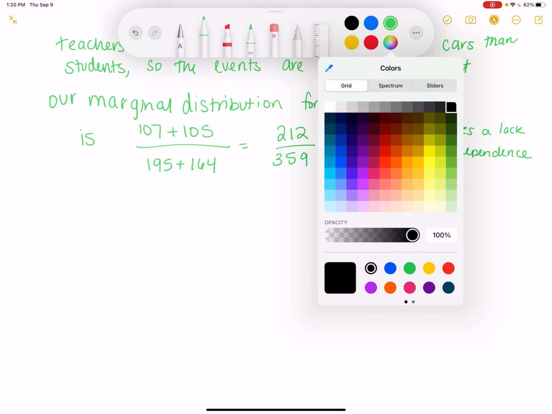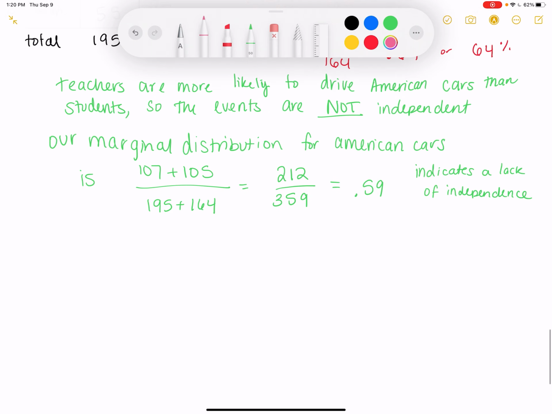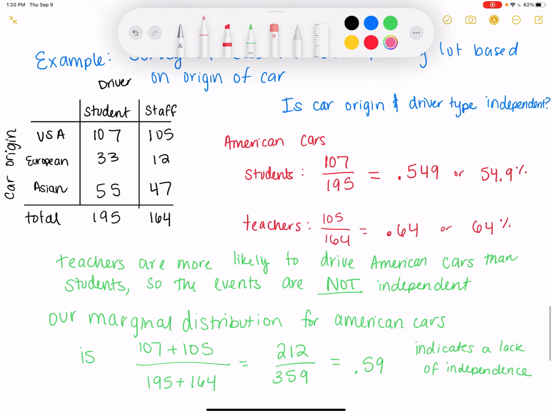Wait, is that the only part we're doing for this example? That's all we're doing for that one. We just wanted to check independence on that. So, since we checked independence only on the Americans, what does that mean? How do we know the European and Asian aren't independent? Because if one's not independent, none of them are. Oh. All we have to do is show that one of them is not. So, say American was the same. If they were the same, then we would need to keep checking until we find one that's not. And if they're all the same, we can say independent.